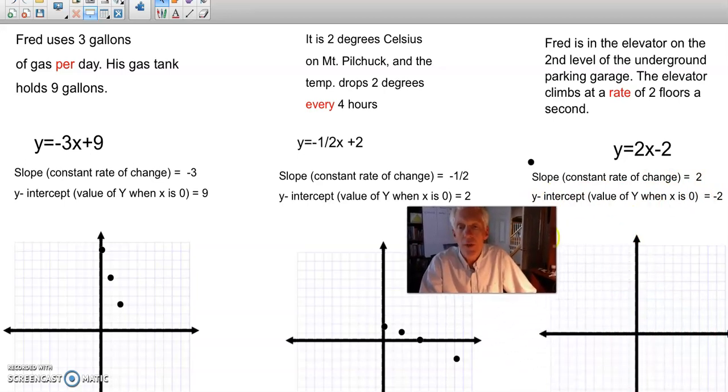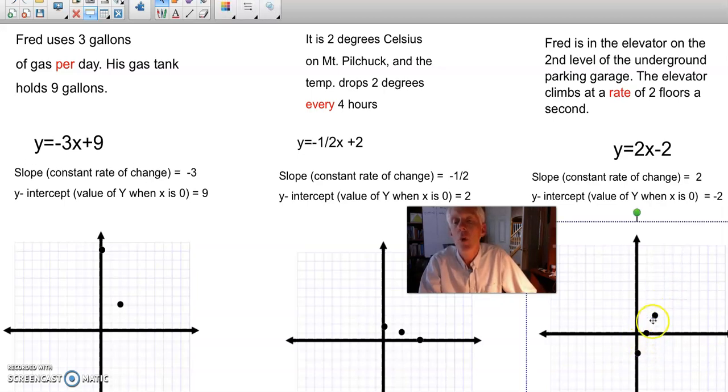I don't know if that's going to work. We'll try that. So we move to -2, which is where we start in the underground parking garage. And the elevator climbs at a rate of 2 floors every second. So after 1 second, it's at the ground floor at 0. After another second, it is up at the 2nd floor. So your line looks something like this. Every second, the elevator goes up 2 floors. Over 1, up 2, over 1, up 2, etc., etc. And there is your line right there.